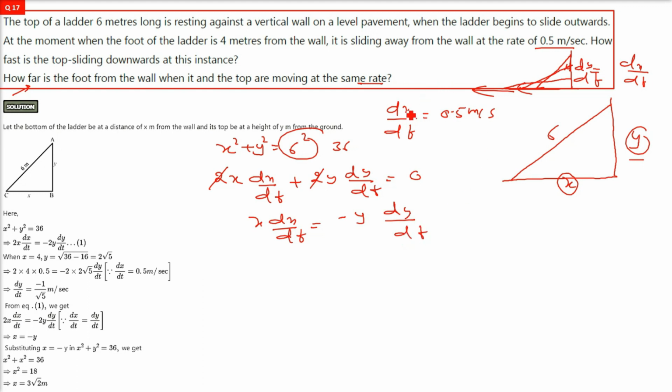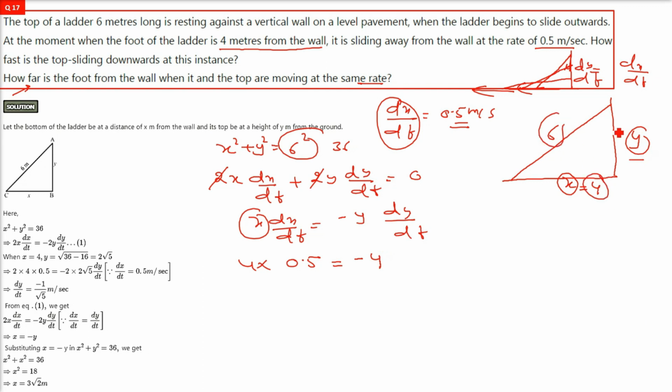Now x and y have a relationship, and in the question it is already given that dx by dt is equal to 0.5 meter per second, because it is sliding away from the wall at the rate of 0.5 meter per second. And there is also something else given, that the foot of the ladder is 4 meters from the wall. So x is 4, dx by dt is 0.5 meter per second, and what will be y? And dy by dt is to be computed. So we need y also.